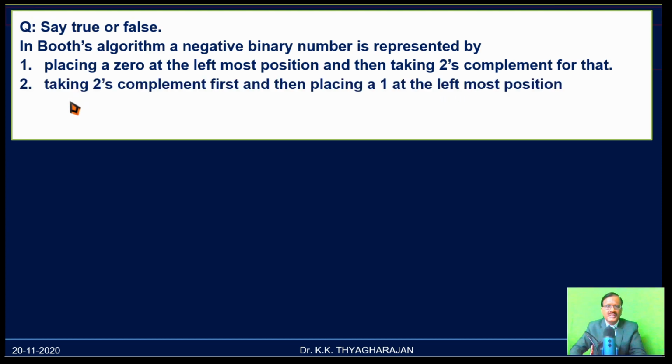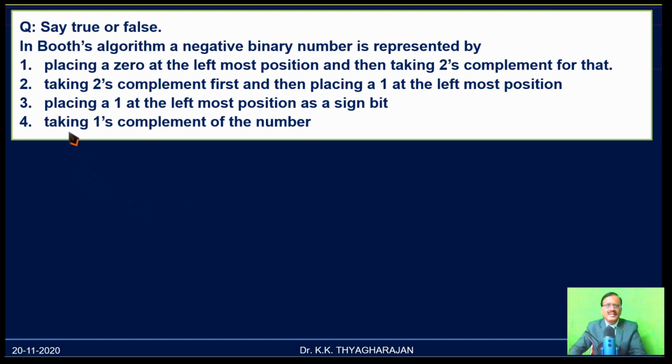The next question is, in Booth's algorithm, a negative binary number is represented by taking 2's complement first and then placing a 1 at the leftmost position. Third question is placing a 1 at the leftmost position as the sign bit. Fourth question is taking one's complement of the number.